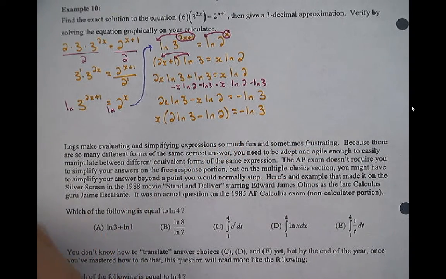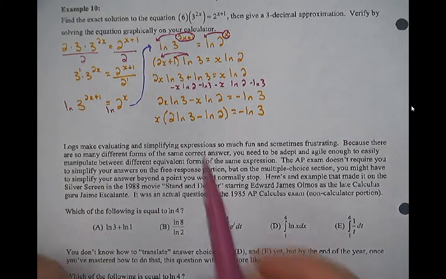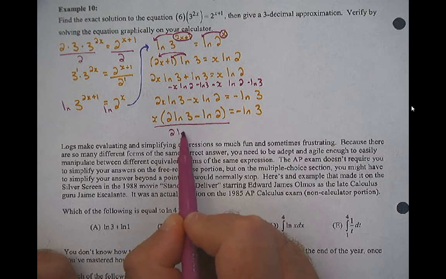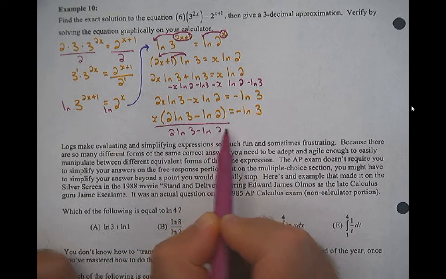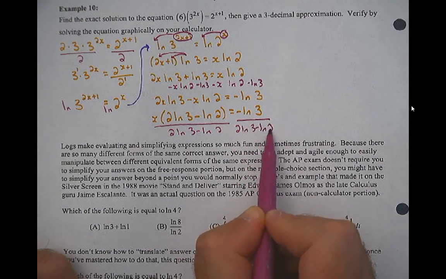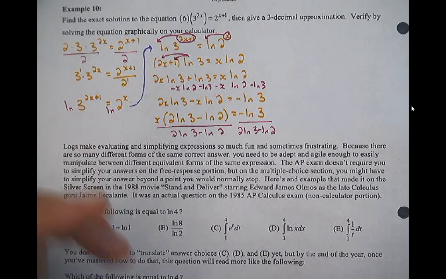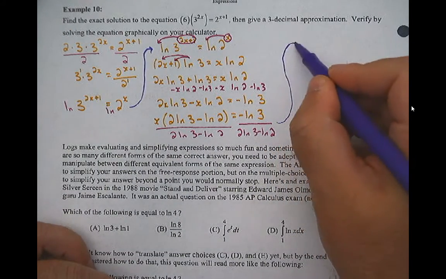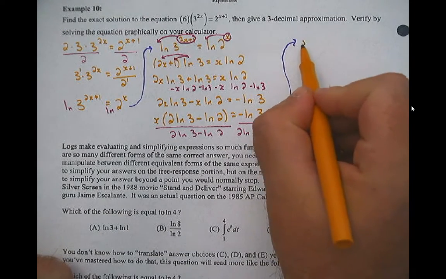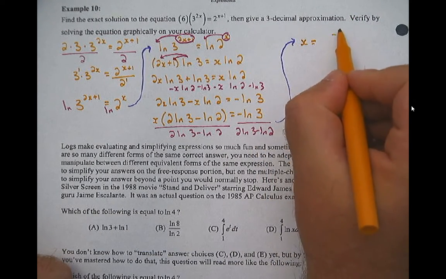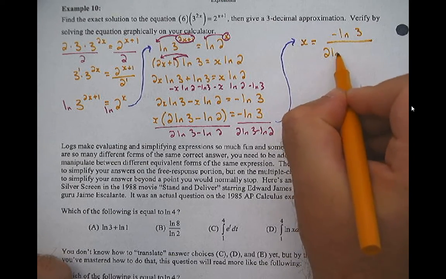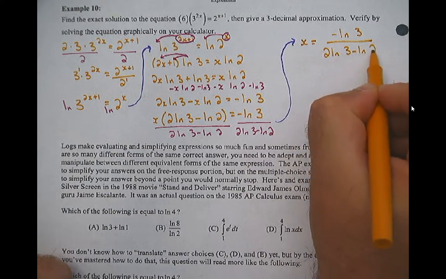Who's keeping x from being by himself? This whole thing. So then I would divide by 2 natural log of 3 minus natural log of 2. And that would leave me with x equals negative natural log of 3 over 2 natural log of 3 subtract natural log of 2.